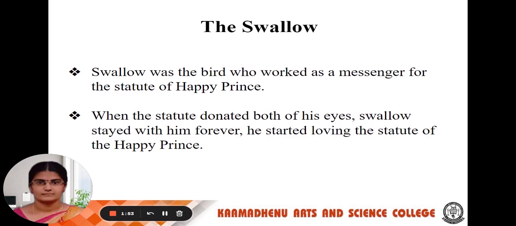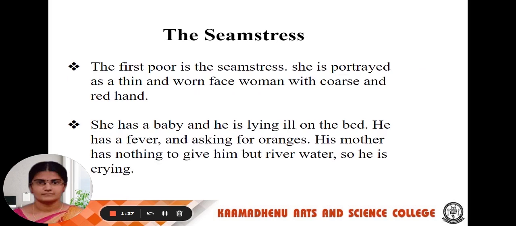Next is the swallow. The swallow was the bird who worked as a messenger for the statue of the Happy Prince. When the statue donated both of his eyes, the swallow stayed with him forever. He started loving the statue of the Happy Prince.